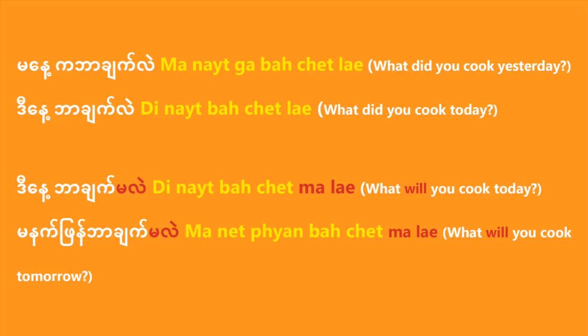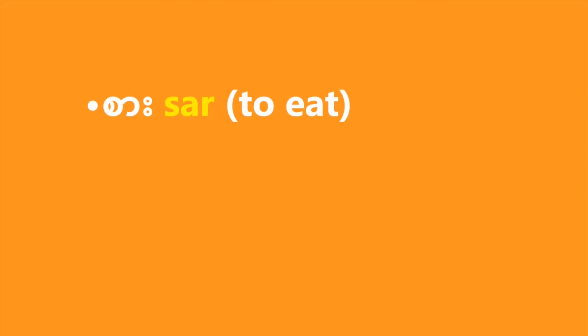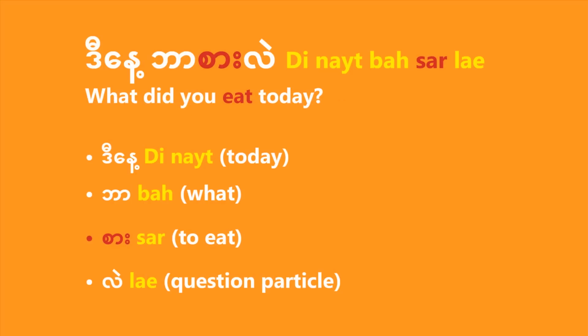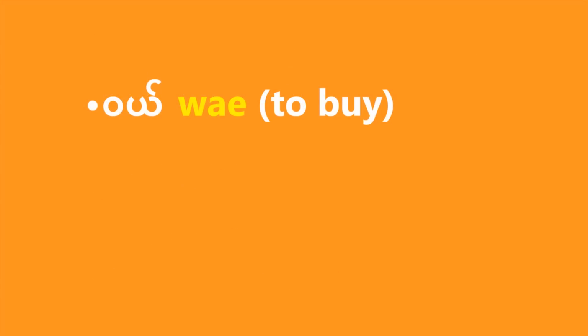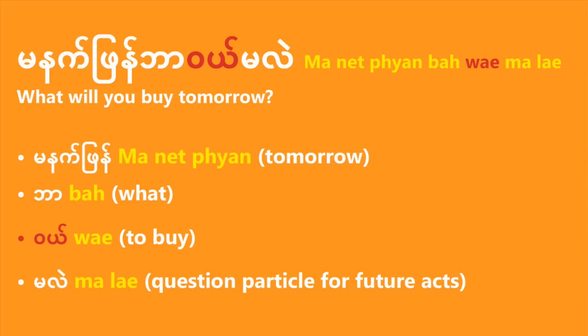Now try to figure out the same variations with other verbs. For example, the verb to eat is sa. So to say, what did you eat today? You'll ask, Dine ba sa le? How about the verb we, to buy? To say, what are you going to buy tomorrow? Or what will you buy tomorrow? You ask, Manepyam ba we male? The ma in male makes all the difference. It separates what's going to happen from what has already happened, completed, or finished.